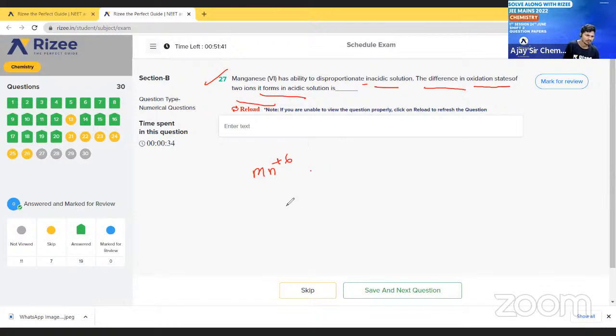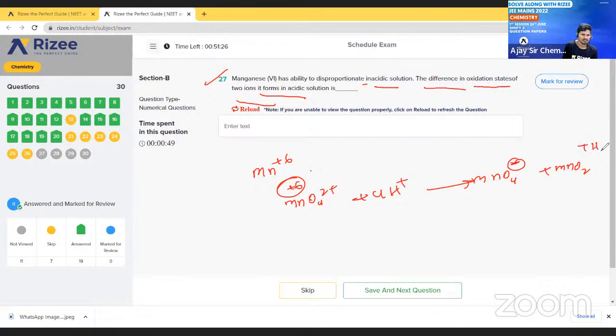See here, MnO4 2- is there now, and here it has a +6 oxidation state. When it reacts with 4H+, it produces MnO4- plus MnO2, as well as 2 moles of H2O. See here, it produces two different oxidation states. Here Mn has +7 oxidation state, and here Mn has +4 oxidation state.